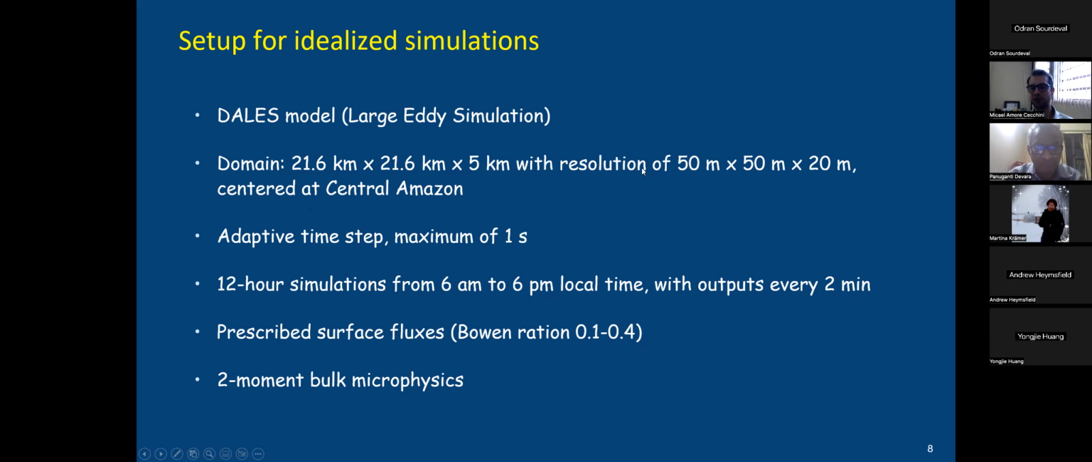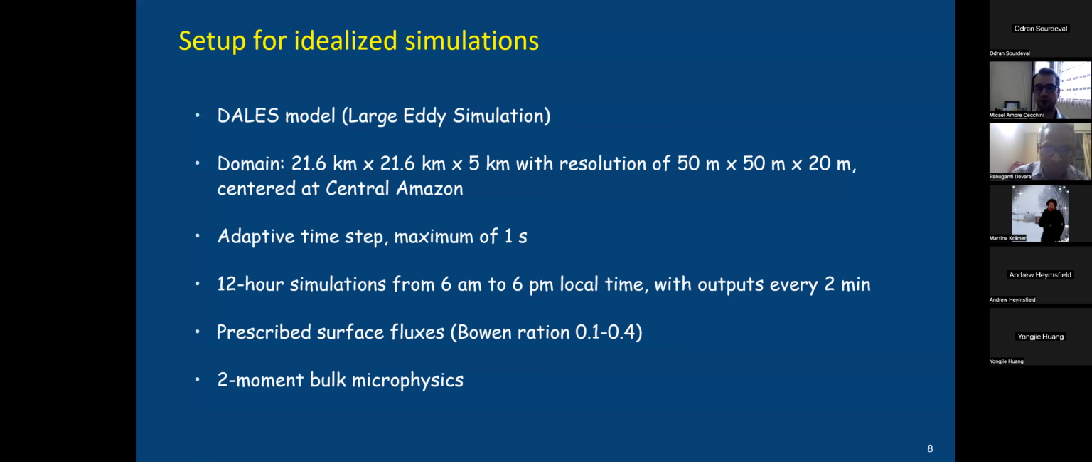The resolution is 50 meters horizontal and 20 meters vertical. Time steps are a maximum of 1 second. And I did 12-hour simulations from 6 a.m. to 6 p.m. local time to simulate the daily cycle. And I output information every 2 minutes. And I prescribed the surface fluxes. So those are very idealized simulations.